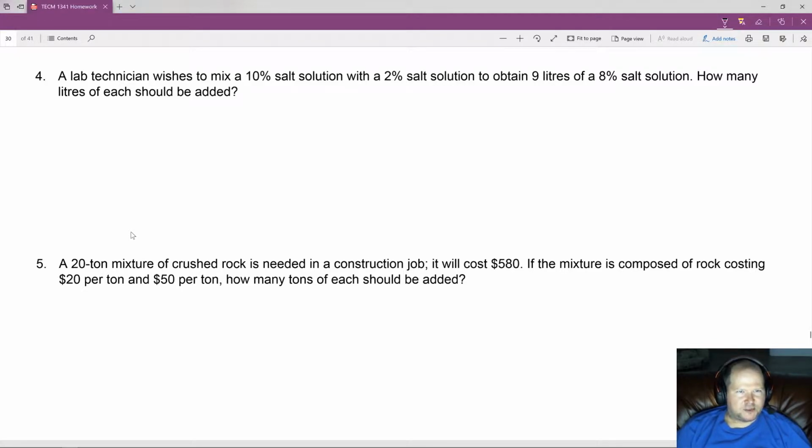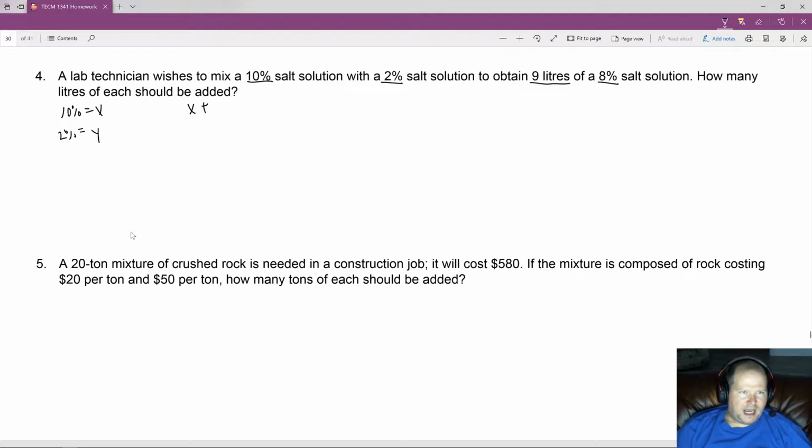So a lab technician wishes to mix a 10% salt solution with a 2% salt solution to obtain 9 liters of an 8% salt solution. How many liters of each should be added? Okay, so first of all, we don't have general equations for this. They say how many liters of each should be added. So we're going to be adding some unknown number of liters of 10% solution to some unknown liters of 2% solution. So we have a 10% solution, I'll just name that X, and we have a 2% solution, unknown amount, which we're going to name Y.